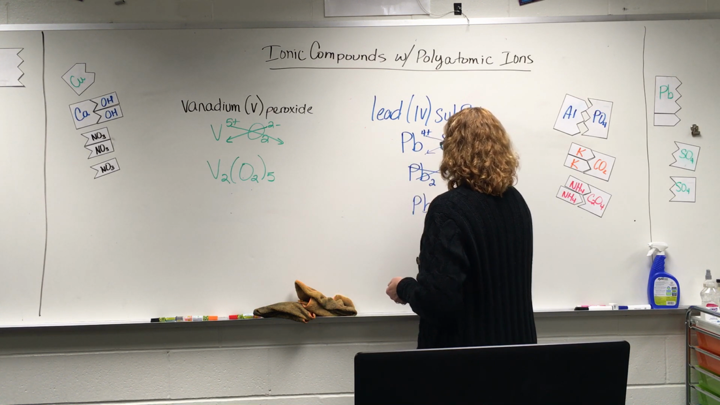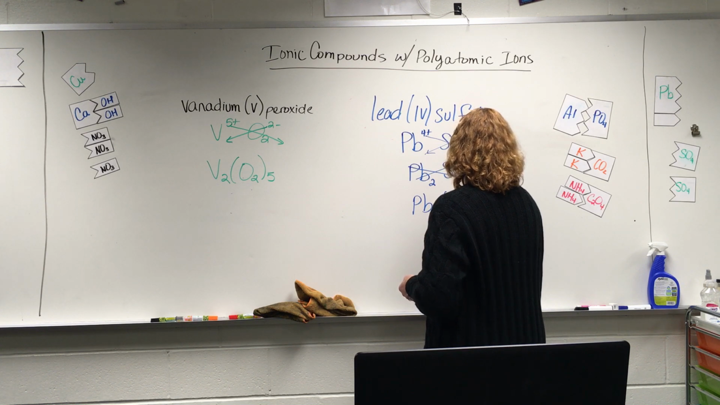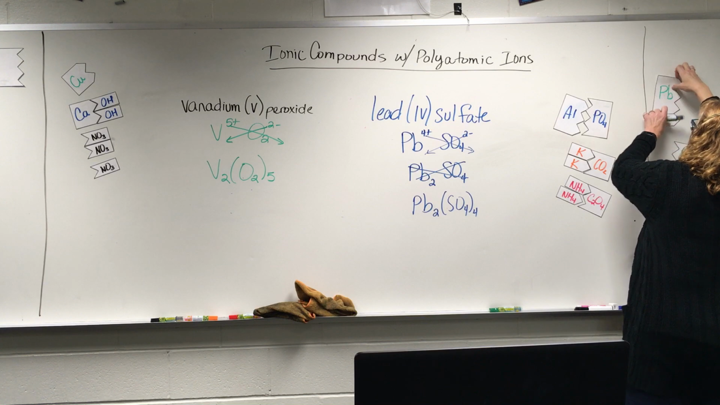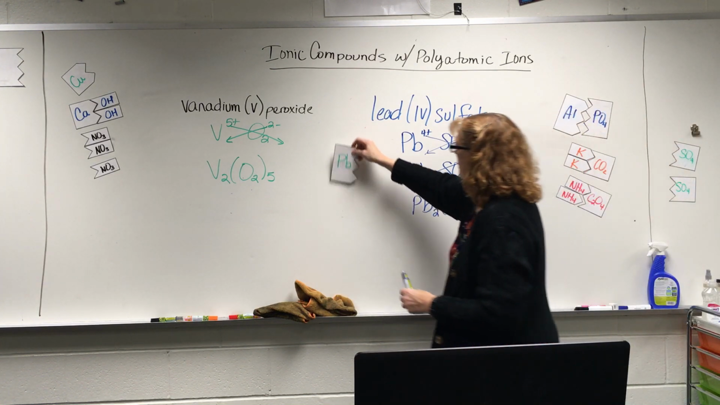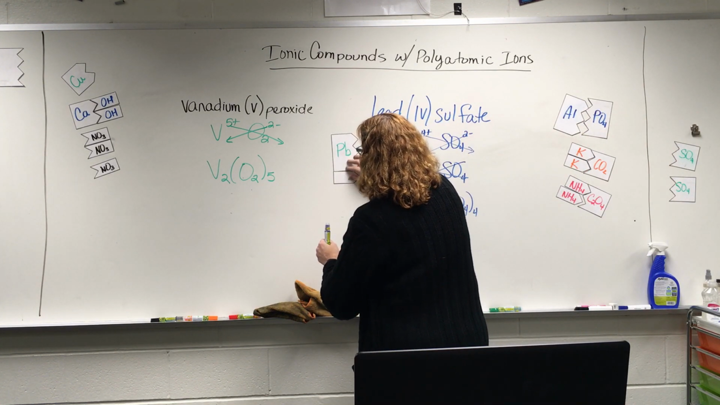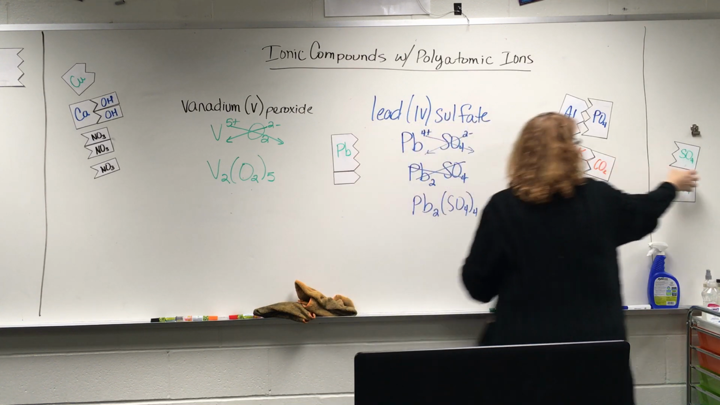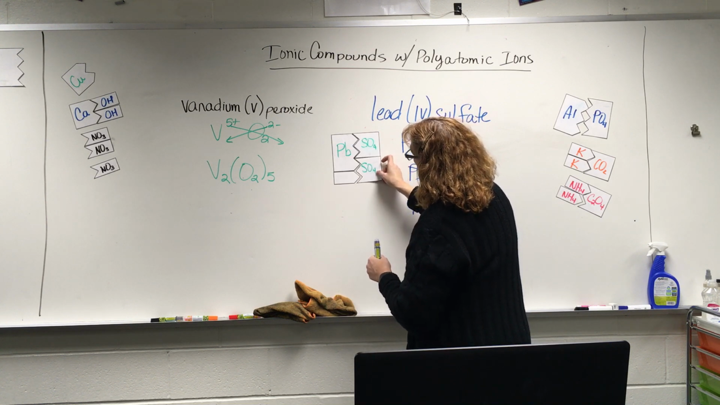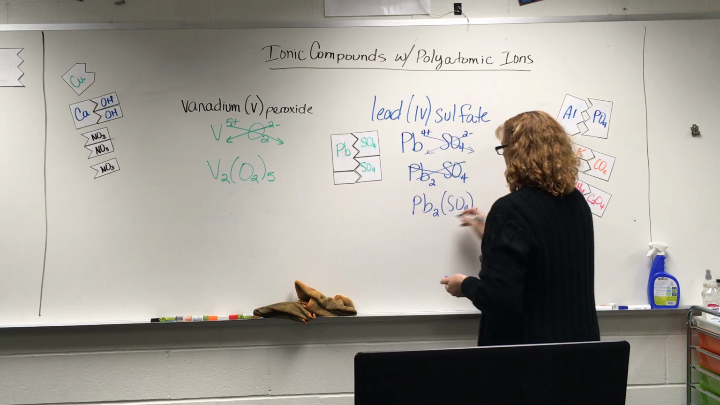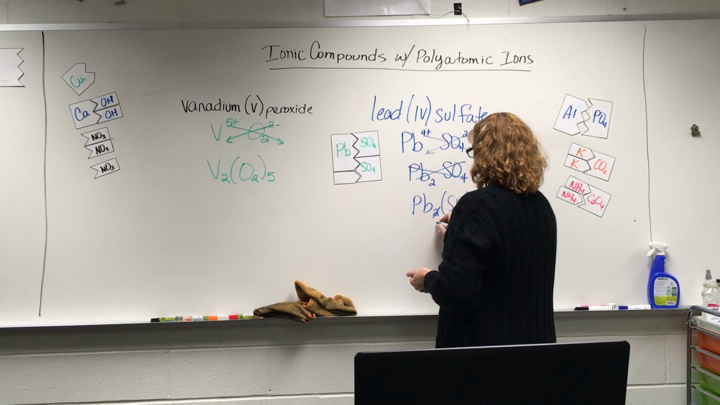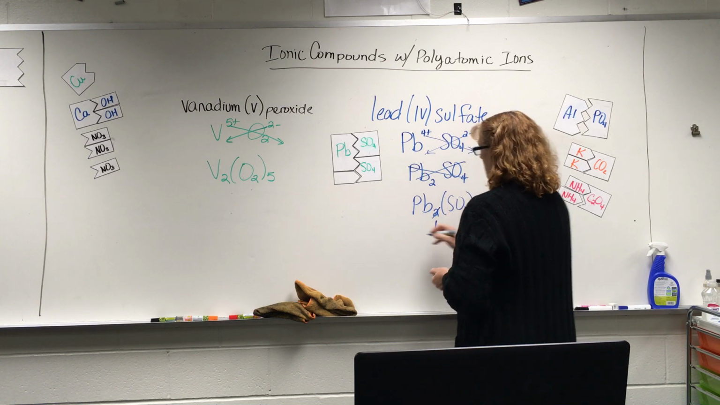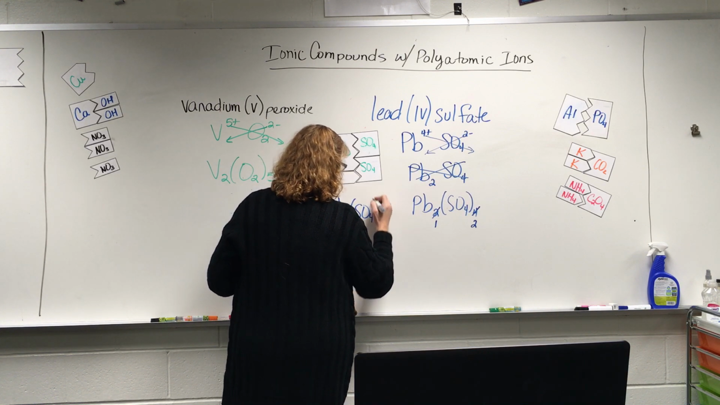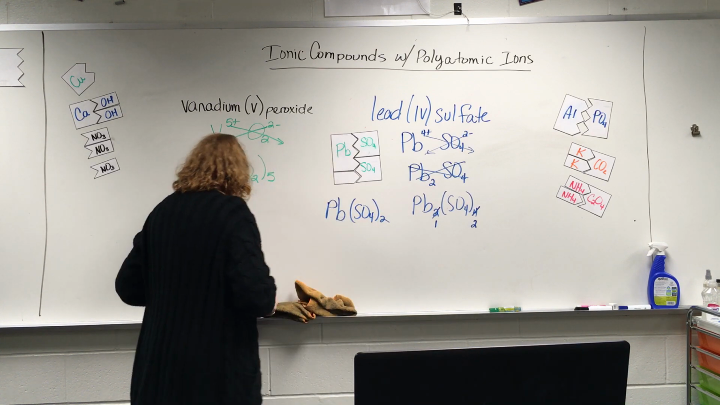Mm-hmm. Now, this is not the formula though. What's wrong with this? You could divide the 2 and the 4. Correct. So here's your Pb with your +4. It only takes 2 SO4s to combine with it. So this is divided by 2, and this is divided by 2. So it's Pb SO4 2. So you still have to divide.